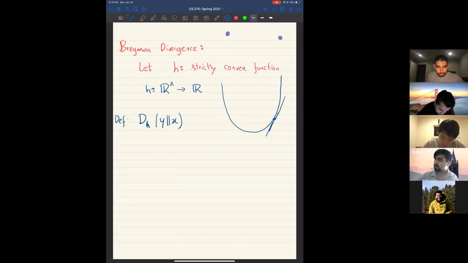Let me see if I can reproduce this picture. I think if you just remember this picture, that is good. So this is our function h. Okay, and you're at a point x. And there is a linear approximation to the function at x.